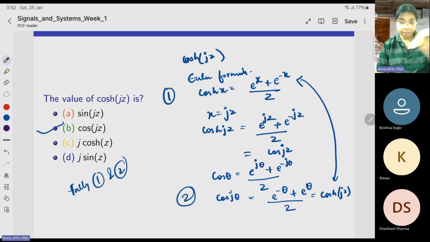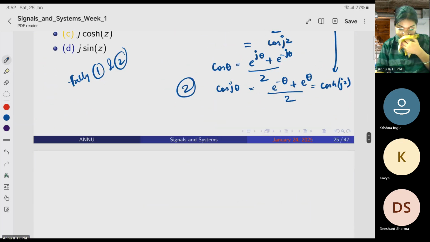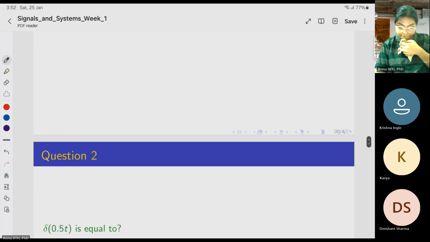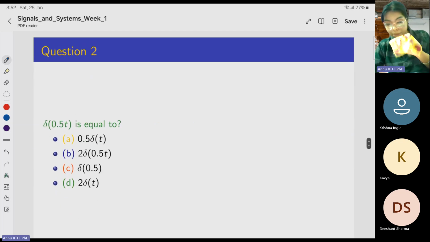Very good. Okay, carried out. Now question number 2. Just now we discussed properties of delta function. What will be the answer?